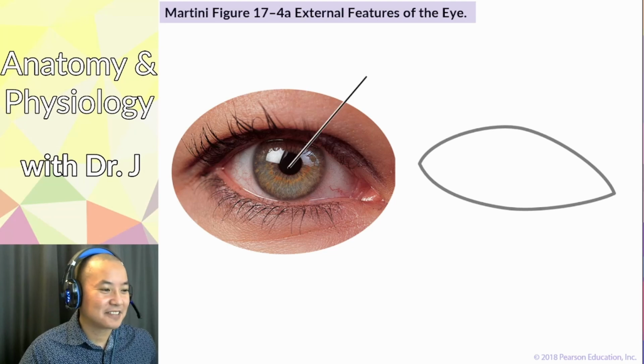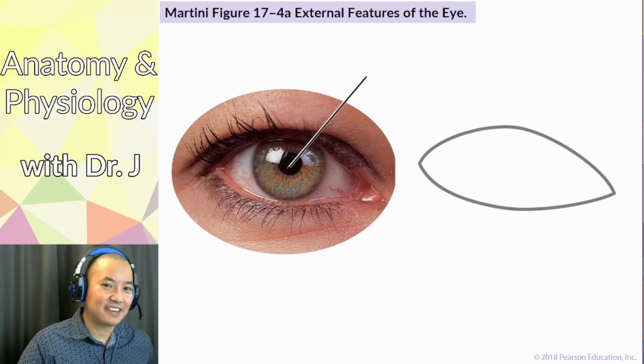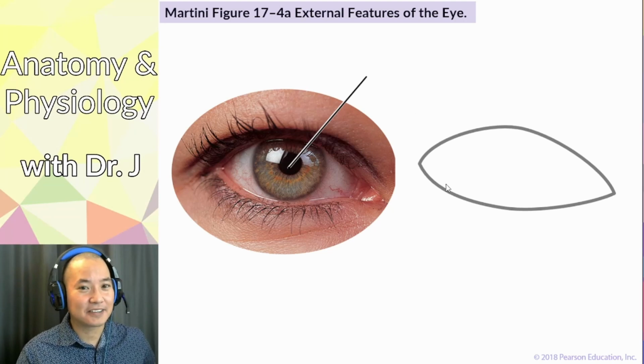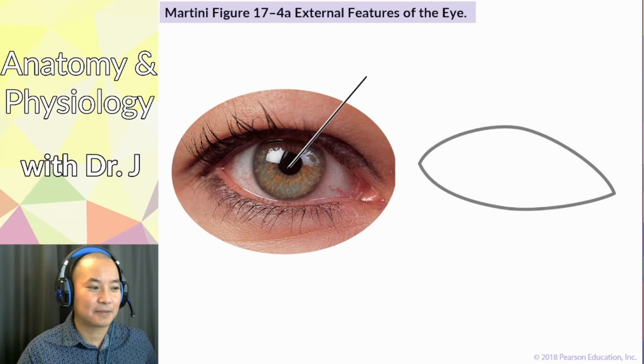Okay, back to the eye. So we're talking about the eyelids. Now let's talk about the eye itself and the gross anatomy. So you probably know what this is, and we talked about this when we covered the autonomic nervous system.